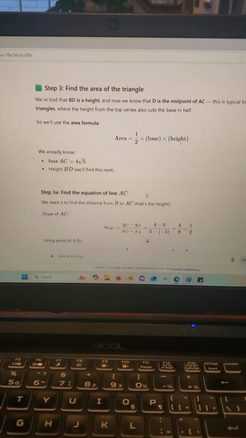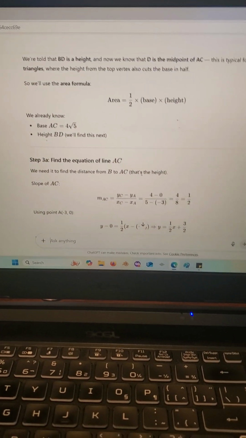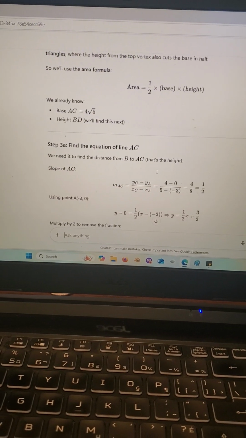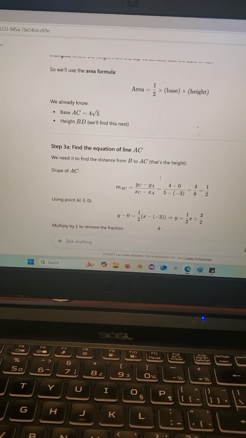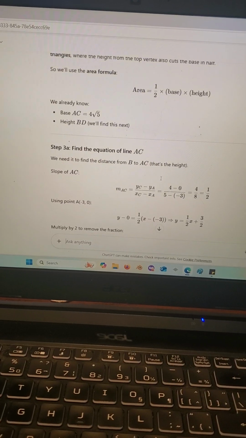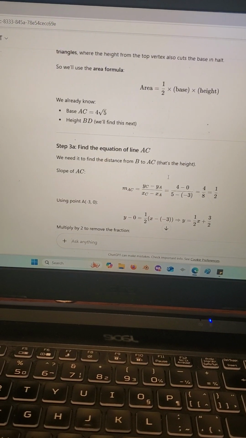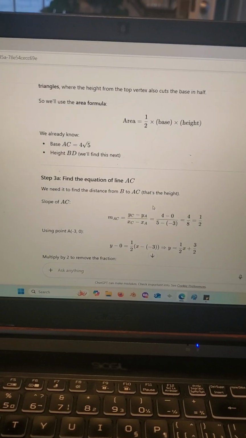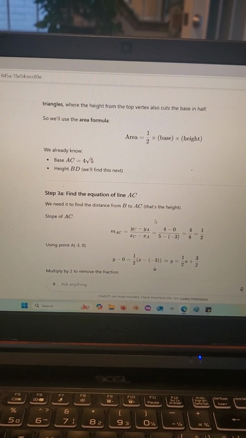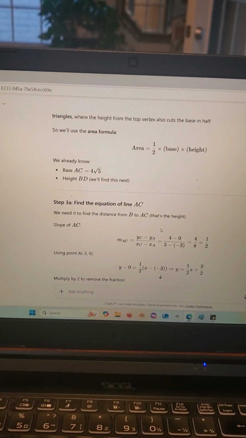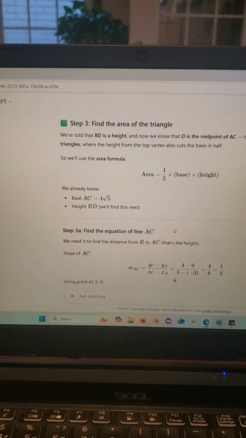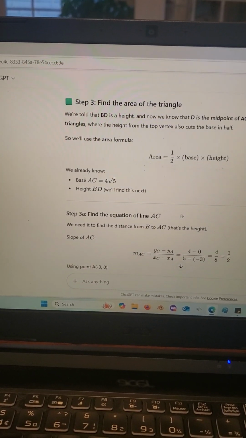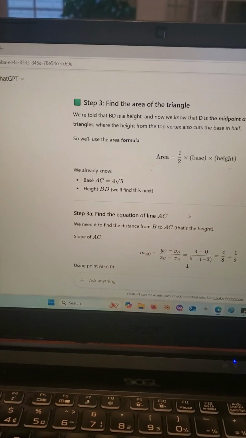And now we get to the second part. They give you the equation, area equals half of base times height. So we know the base AC is 4 square root 5. You already know what the base is. The base is 4 square root 5. Now we need to find the height, which is BD.